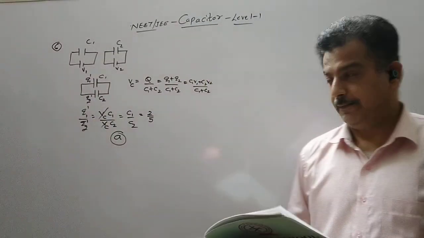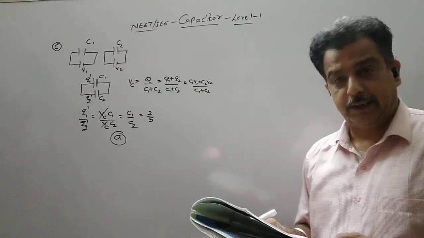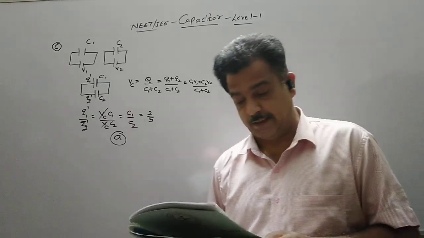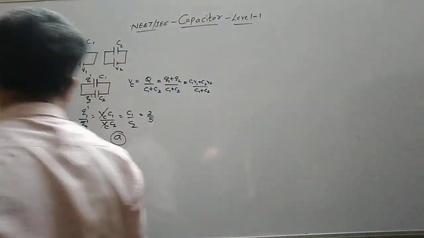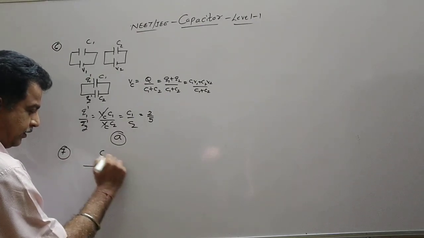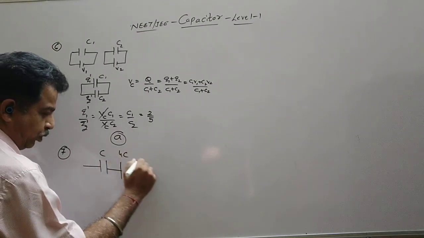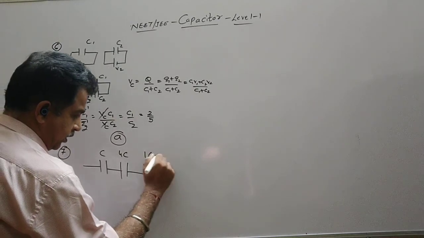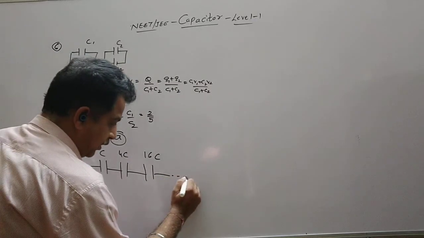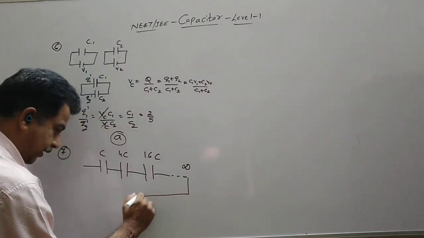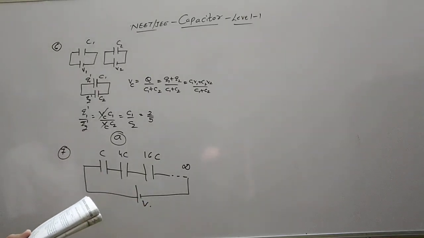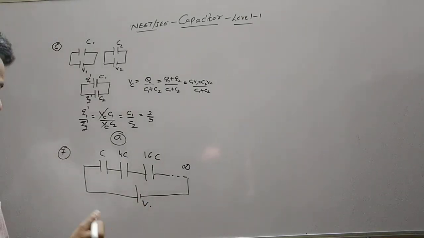MCQ number 7. An infinite number of capacitors of capacitance C, 4C, 16C, and so on are connected in series. So we have different capacitors: C, 4C, 16C, and there are infinite numbers. They are connected in series. We have to simply find out the equivalent capacitance.